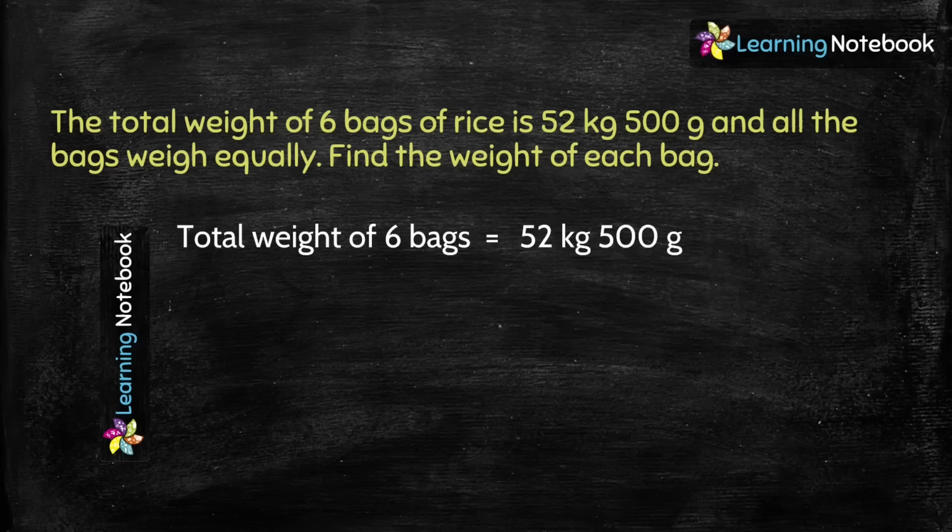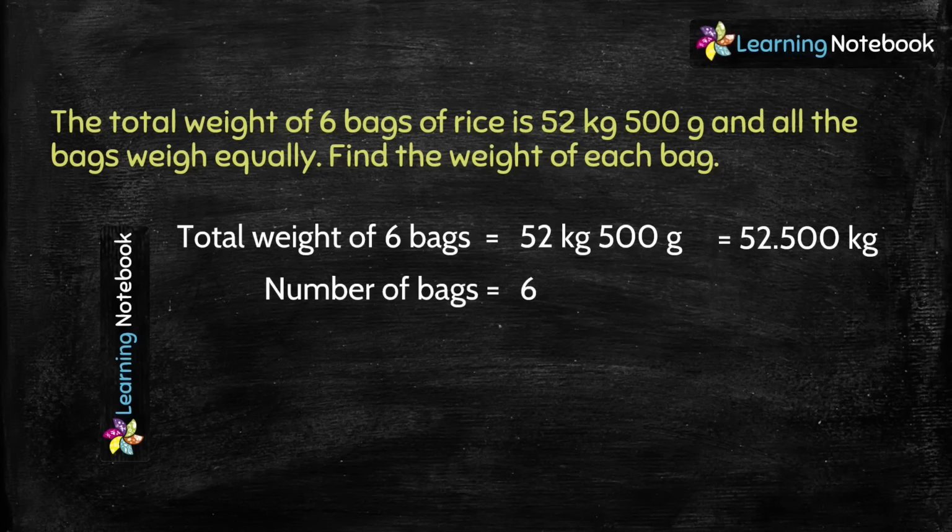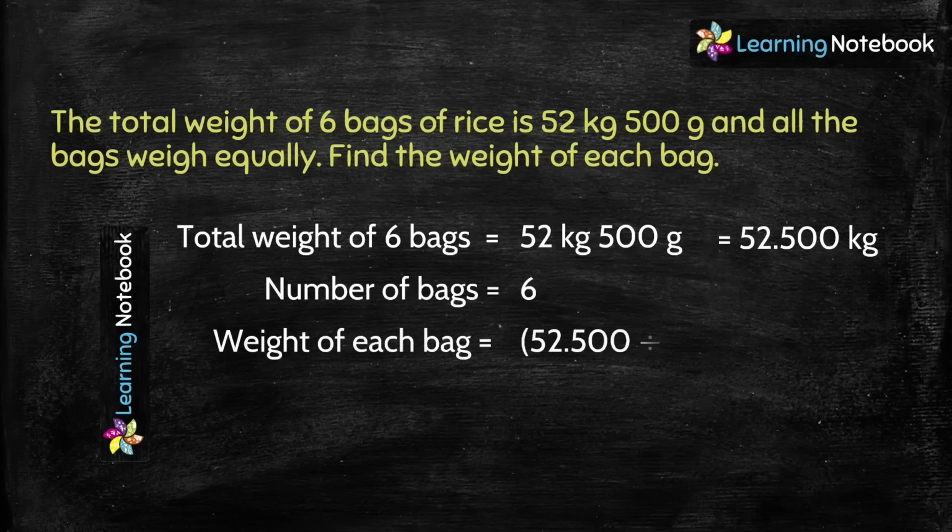So let's first write the statements. Total weight of 6 bags is given as 52 kilogram 500 gram, which is equal to 52.500 kilogram. Then number of bags equal to 6. So to find weight of each bag, let's divide these numbers.